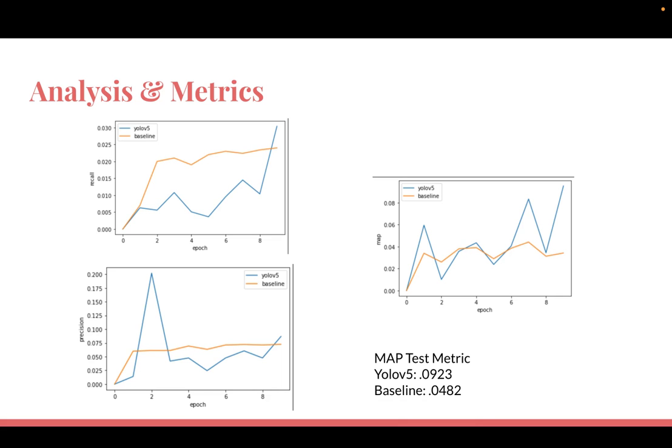So, analysis and metrics. As you can see, the baseline model seems a lot more stable in learning in terms of all three metrics of recall, precision, and mAP. But the YOLOv5 model seems to perform very well towards the end of the epochs, meaning that we probably should have spent more time on the epochs. However, it took an exorbitant amount of time to even get through this number of epochs, around 2 to 3 hours each epoch. As you can see through the mAP test metric, YOLOv5 did much better than the baseline.